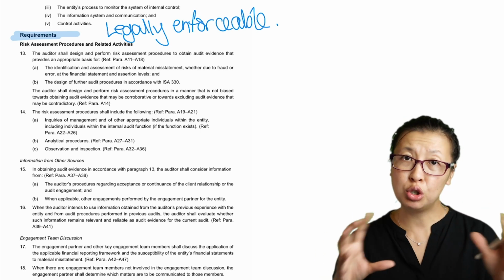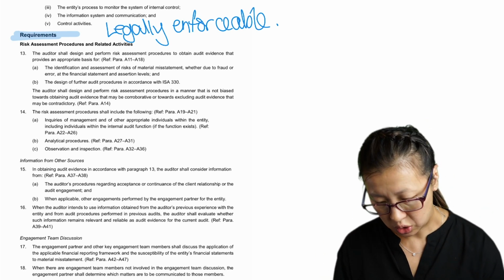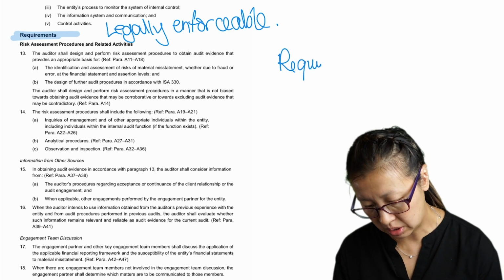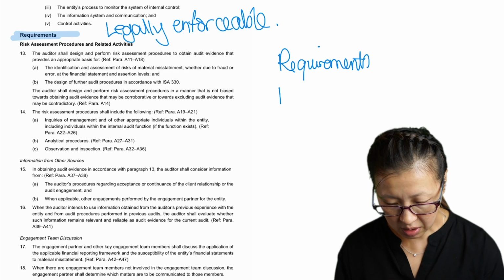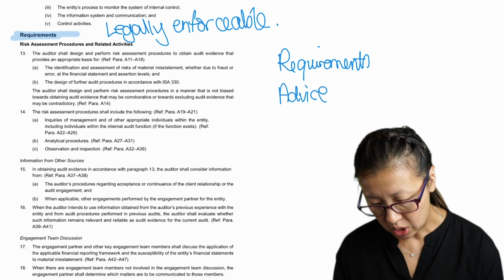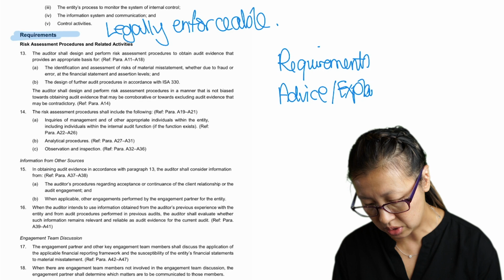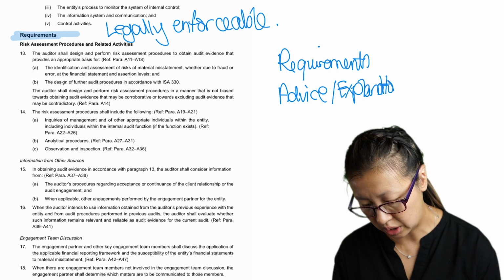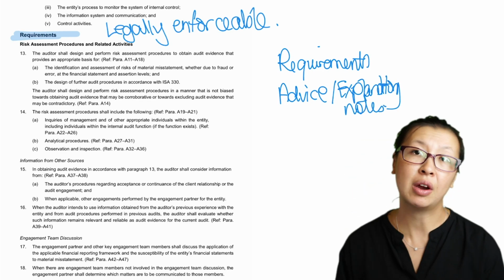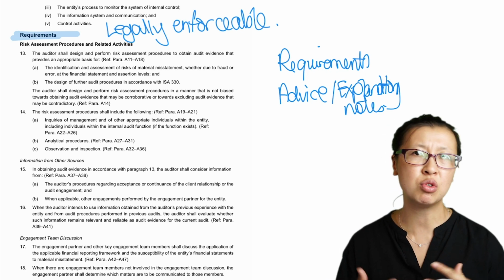And really, there are two parts of your auditing standards. You'll have your requirements, which are the things that the auditor must do, and then there is some advice or explanatory notes at the very end of the standard. And that's just to give you more guidance.